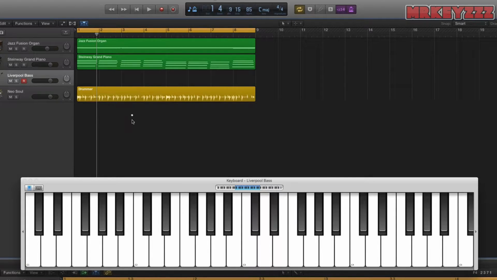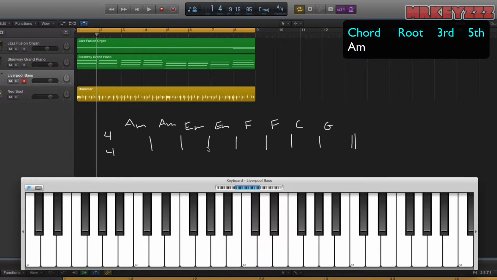Here's the progression that we're using. So A minor for 2 bars, and we're in 4/4. E minor for 2 bars. F major for 2 bars. C major and G major. So that's what the progression looks like.